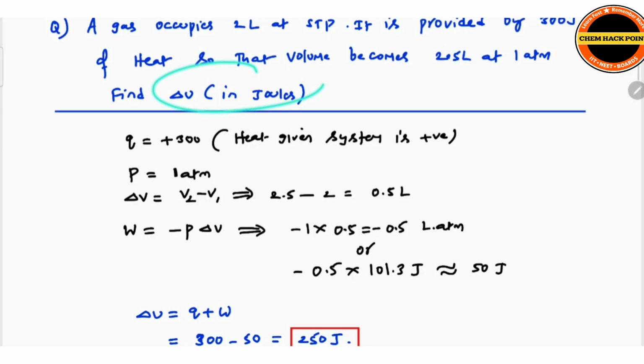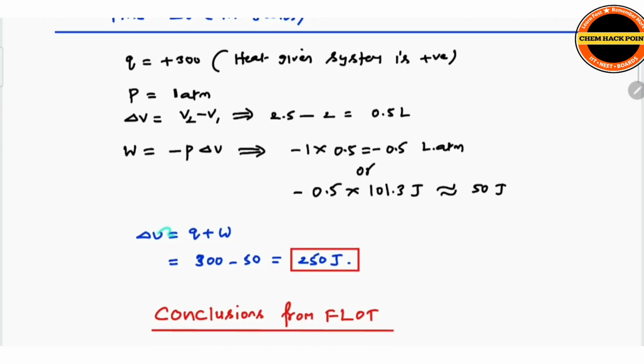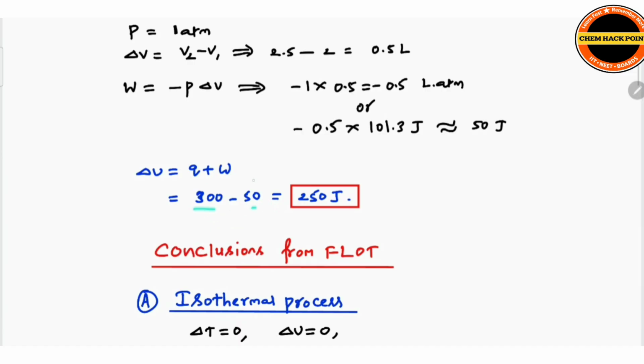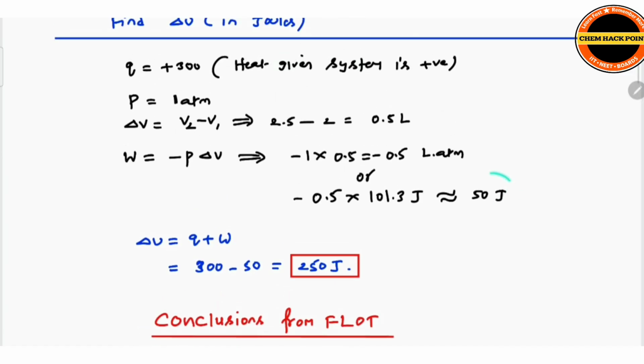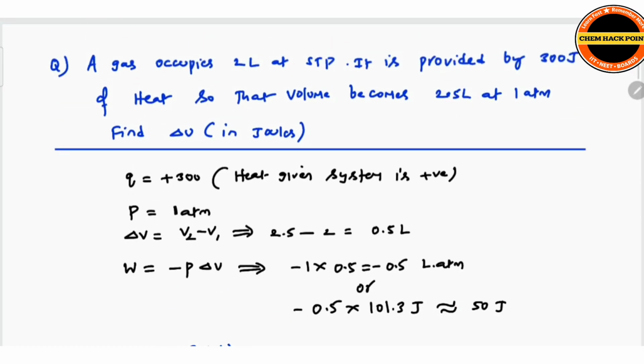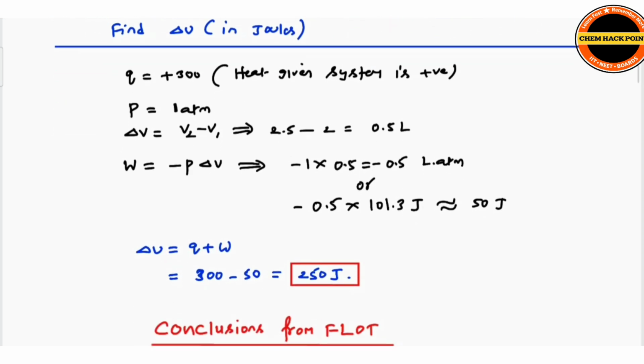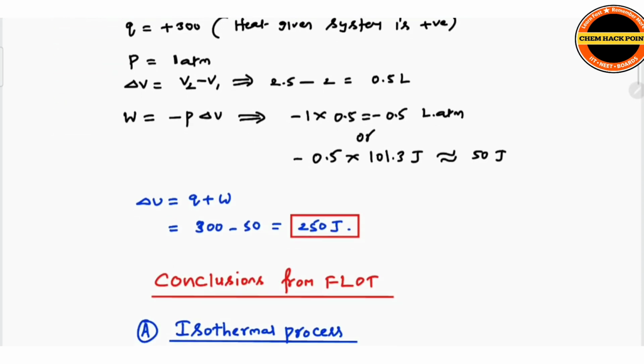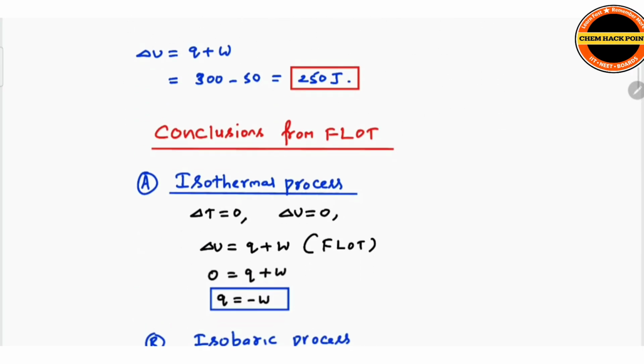They are asking delta U in joules. So what do we do? Delta U is equal to Q plus W for first law of thermodynamics. 300 minus 50 will give 250 joules. Why is it minus 50 here? Because they mentioned that volume becomes 2.5 liter at 1 atm. But anyway, in the question itself we got minus 50 joules. That's why we substituted the same value.